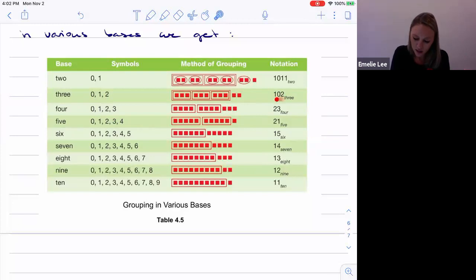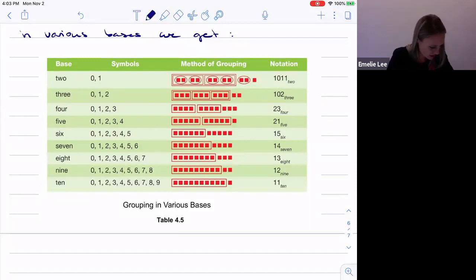And so the notation is not the same for any of these bases. The 3 can be a little bit tricky, so let's start with the 2, because I'd say it's the most confusing out of all of these.